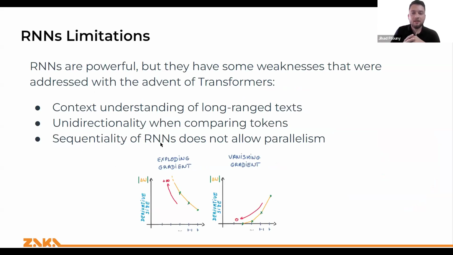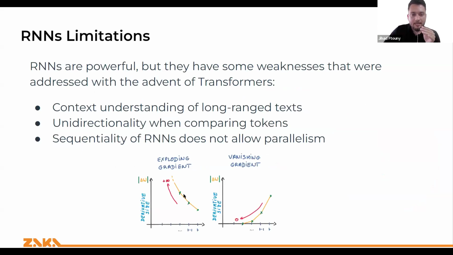Also, RNNs lack the parallelism aspect. They don't have it because they cannot do two tasks at the same time. RNNs cannot do that. Transformers can do that.